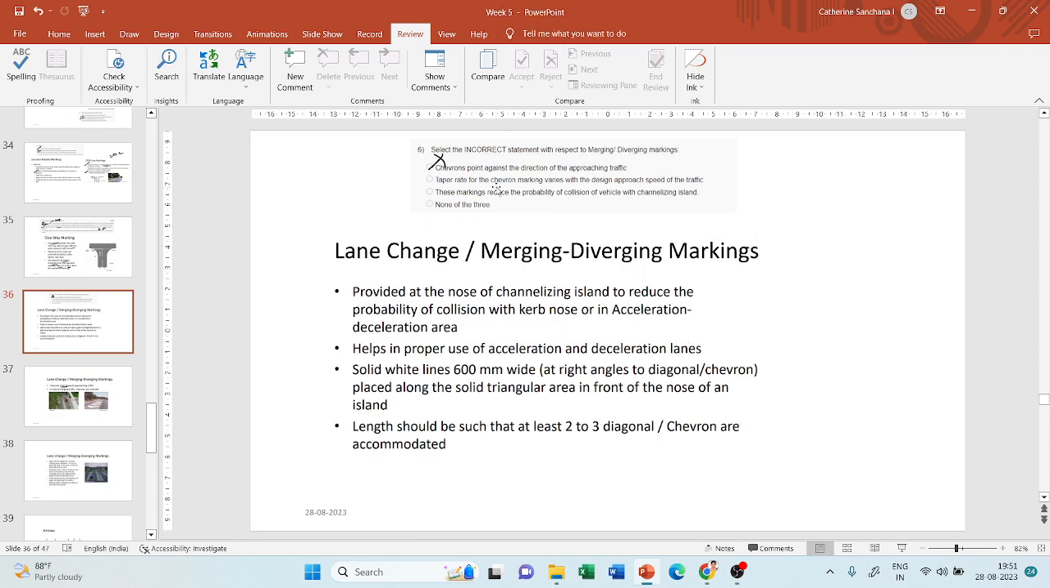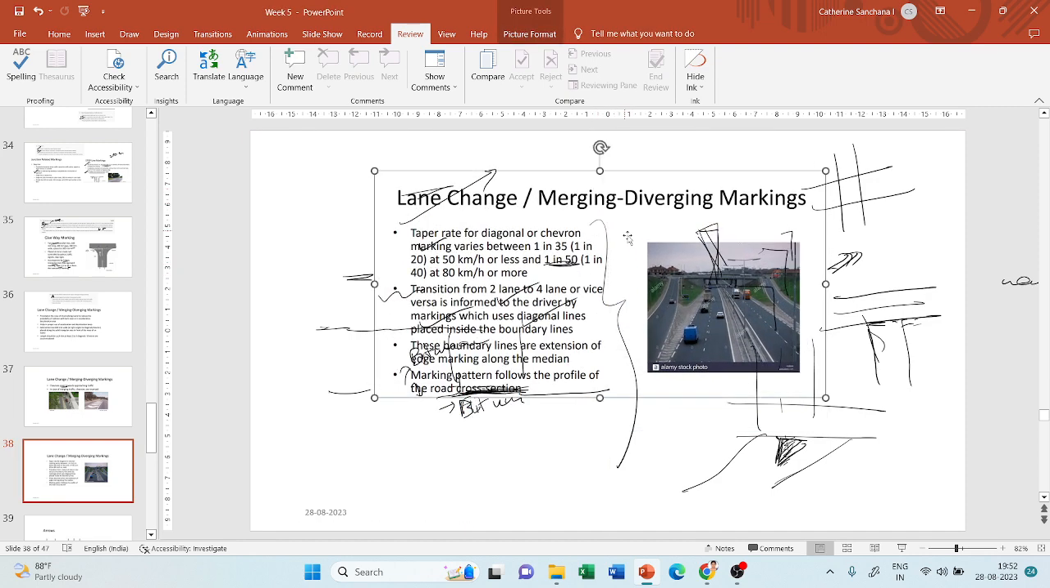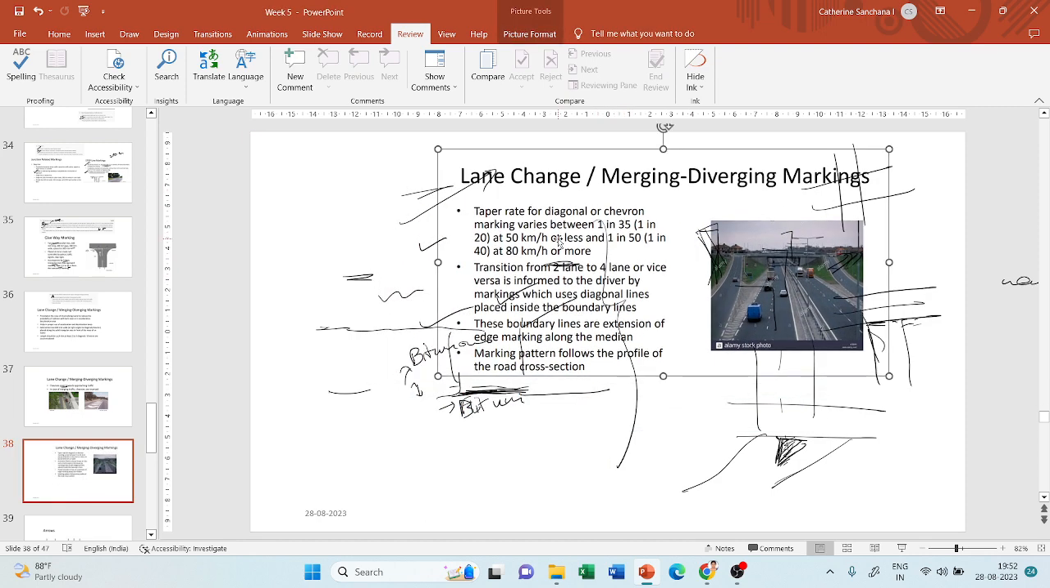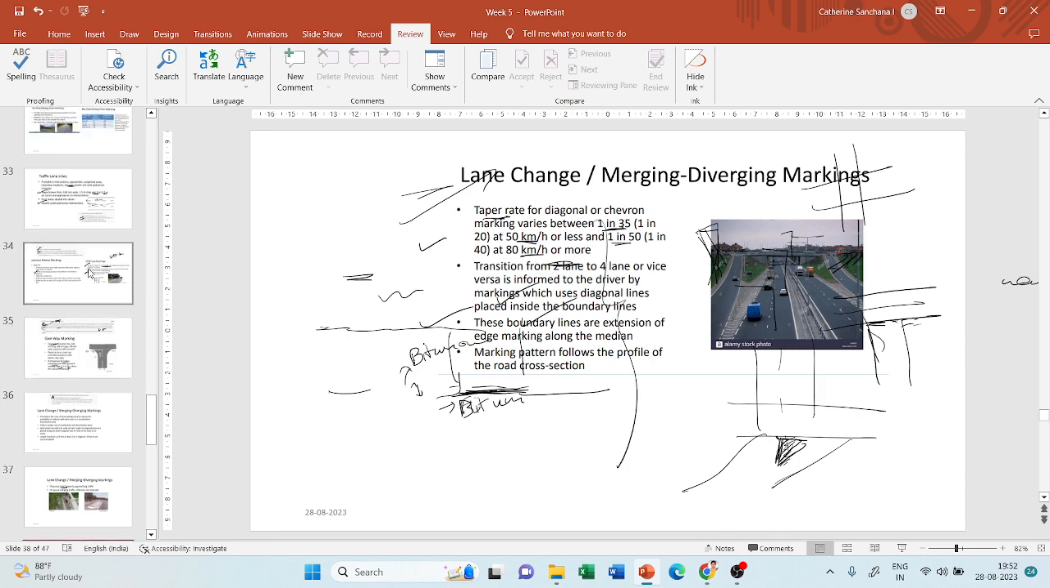Taper rate for chevron marking varies with the design approach speed of the traffic. This is from Sir's slides; I did not discuss this in much detail. They say that the taper rate depends on the speed of traffic. Yes, it depends on speed of traffic because it is 1 in 35 for 50 kilometers per hour or less and 1 in 50 for 80 kmph or less. Right? So, yes, the second one is correct.